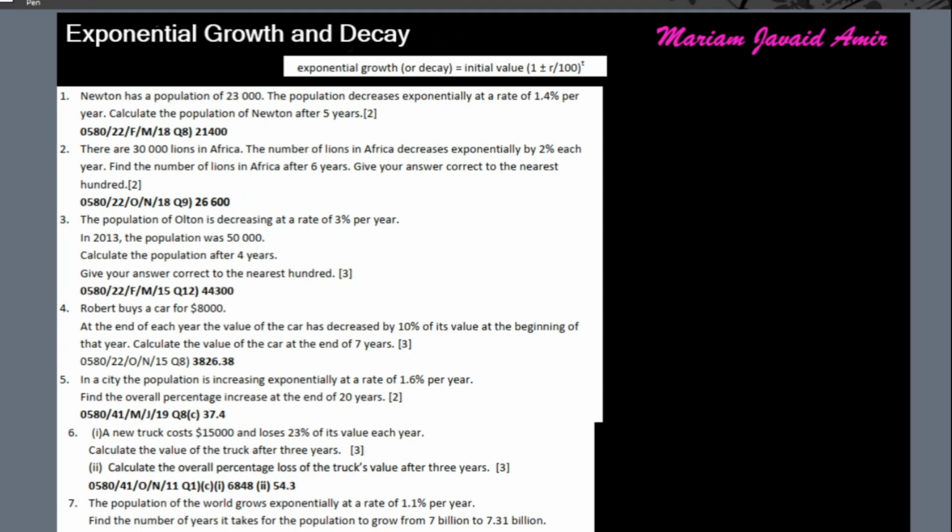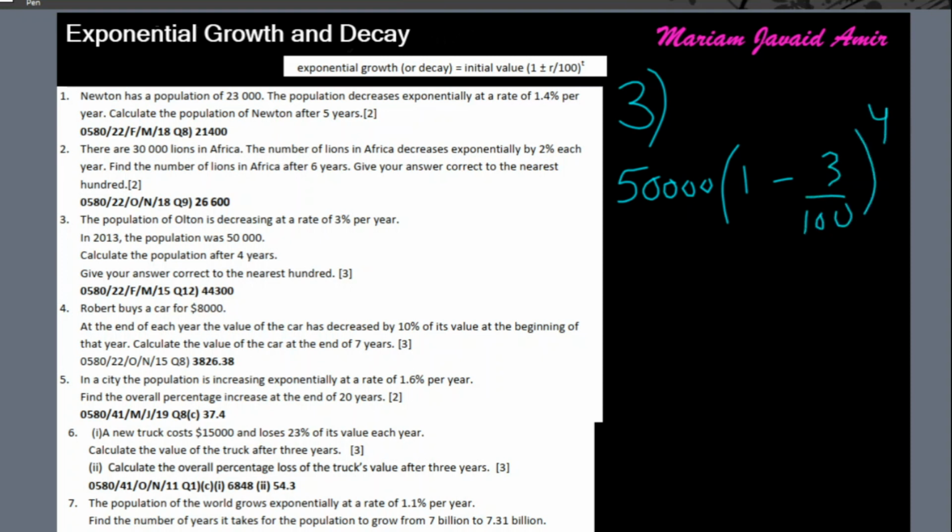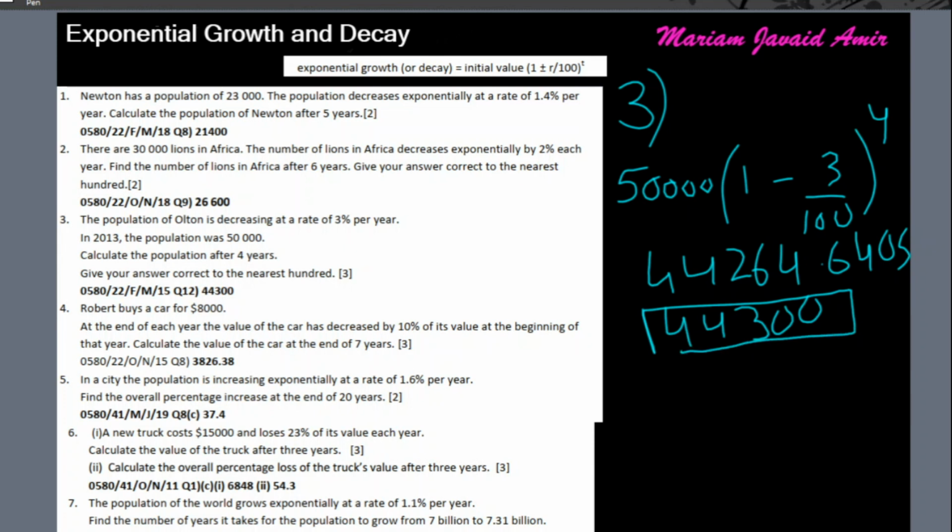Question 3. The population of Alton is decreasing at the rate of 3% per year. In 2013, the population was 50,000. Calculate the population after 4 years. So the initial value is 50,000, times 1 minus rate, 3 over 100, to the power of time, 4 years. This will give 44264.6405, which becomes 44300. Answer for question 3.